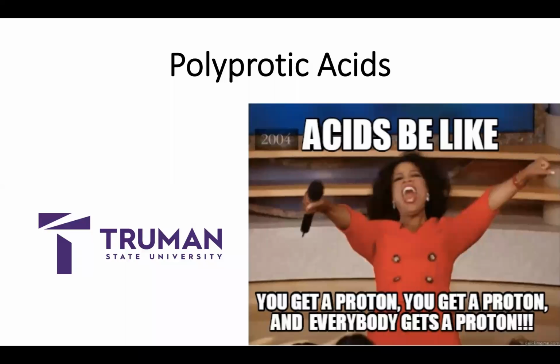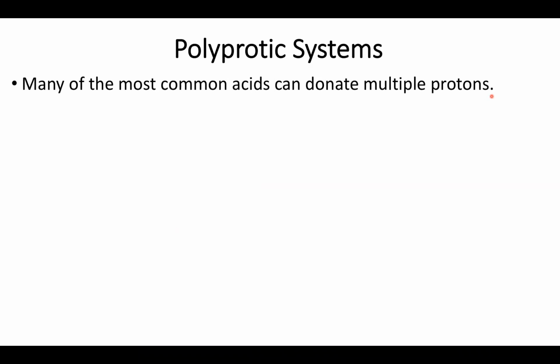So today we're going to be talking about polyprotic acids. These are acids that can give out a proton here, there, everybody gets a proton. Until now, we've been mostly looking at acids that can donate single protons, like HCl. However, it turns out it's very common, especially in biology, to end up dealing with polyprotic systems.